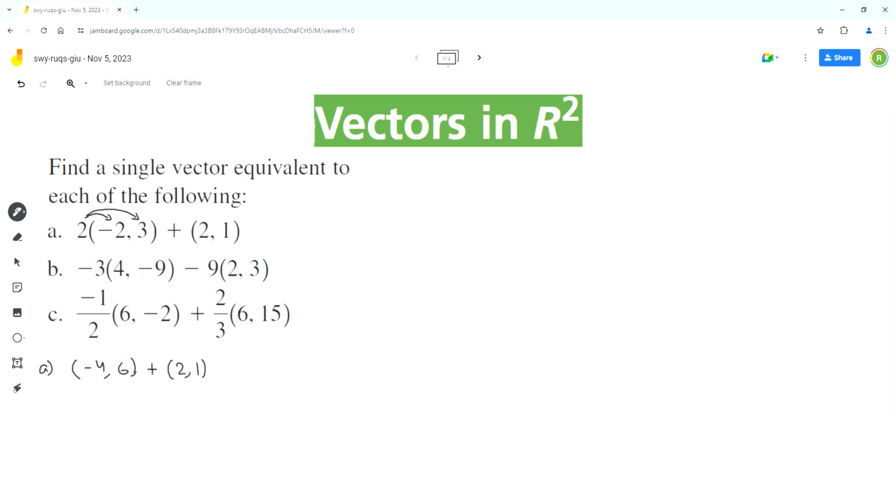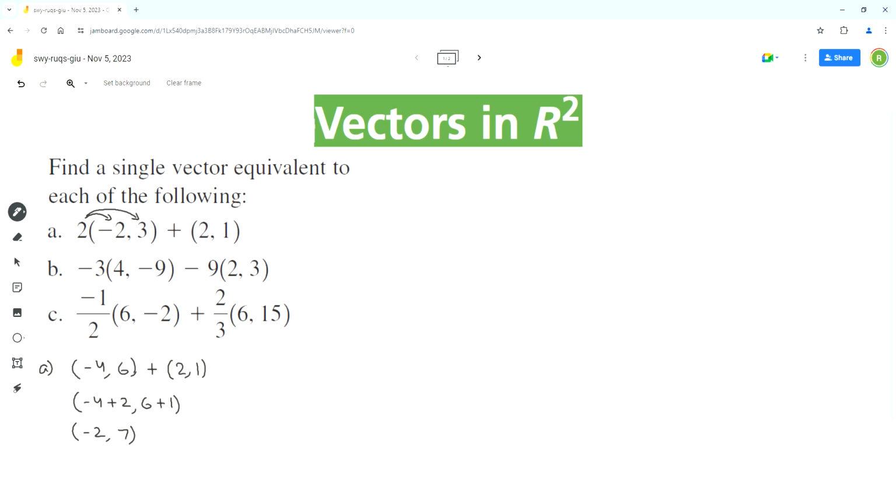Now we can add these two vectors. So we'll add the x components and the y components. Negative 4 plus 2 is negative 2 and 6 plus 1 is 7. So this is the single vector equivalent to the given expression in part A.